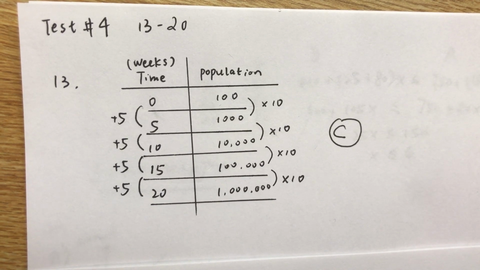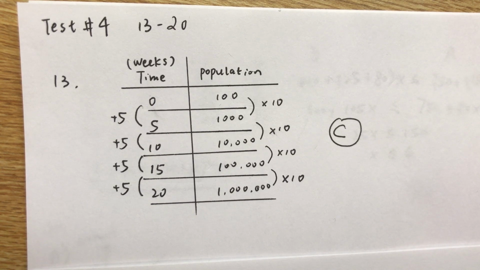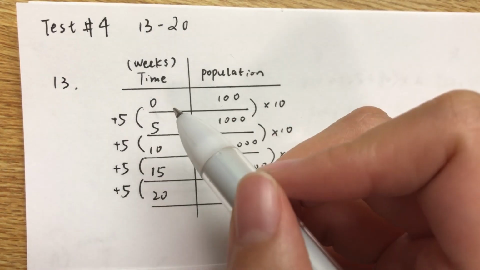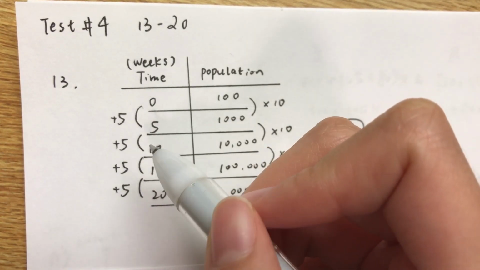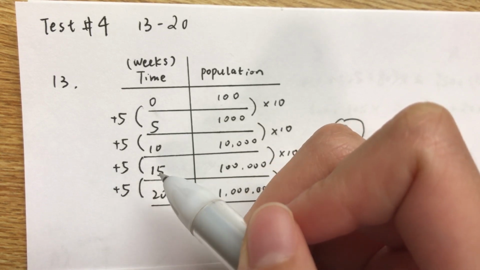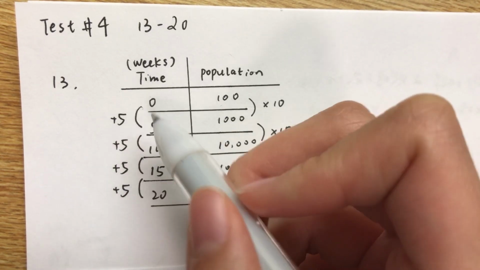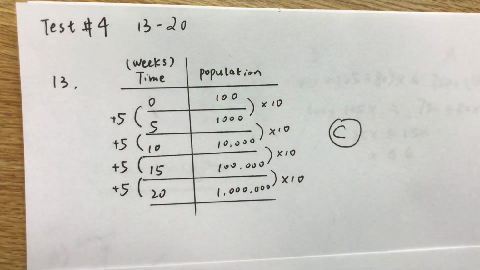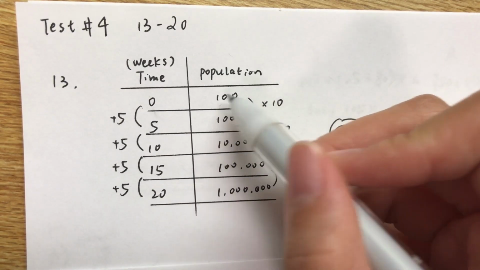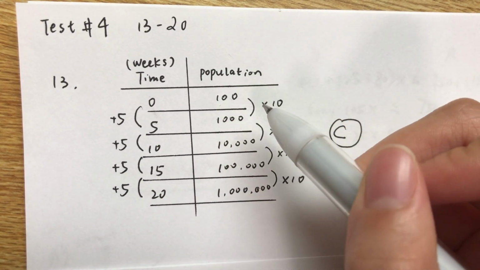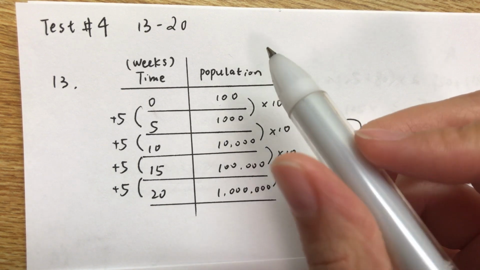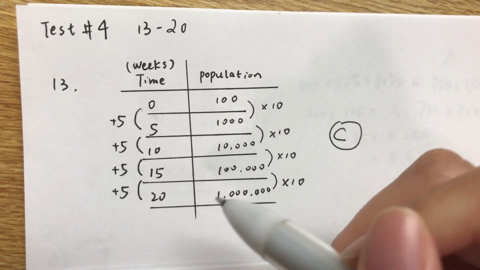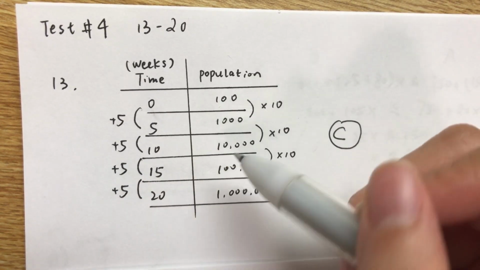So the question asks for the relationship between the time and the population. So we look at the table. The time increased from 0 to 5, from 5 to 10, 10 to 15, 15 to 20. So the time increased 5 weeks per time. And for the population, we increase from 10 to 1,000. So we multiply by a factor of 10, a factor of 10, a factor of 10, and a factor of 10. So then we can get the relationship.